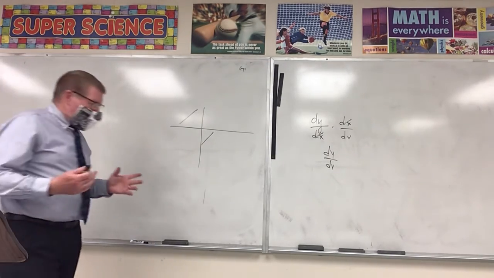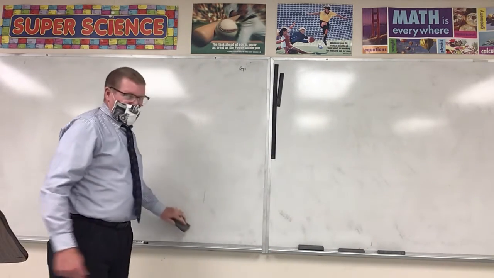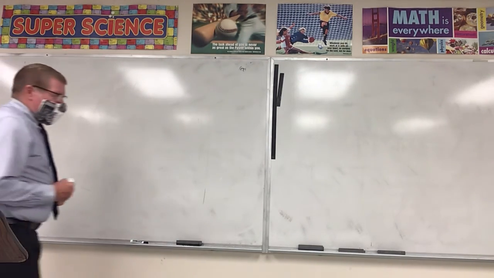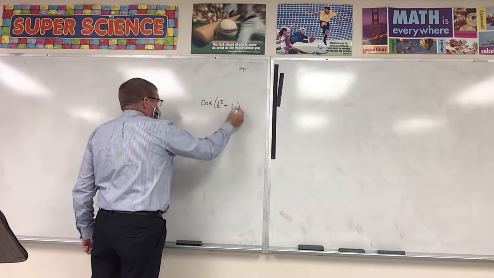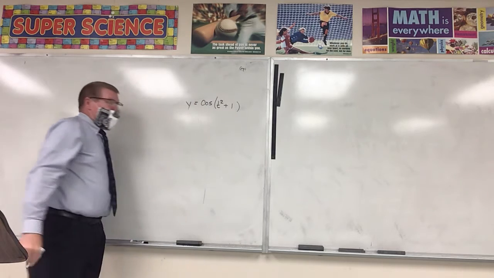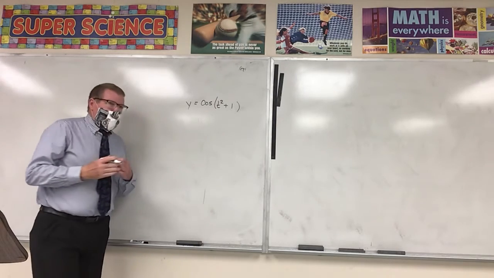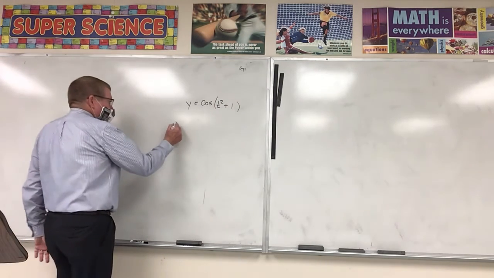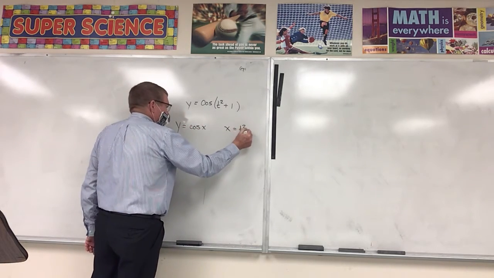So we want to learn how to apply that. We use the chain rule when we usually have composites, a function within a function. So let's look at an example. Cosine of t squared plus 1. Right? So basically what I'm going to do, I'm going to split this up, and we learned back in some of our other classes how to decompose a composition. So I want y equals cosine x, and x equals t squared plus 1.